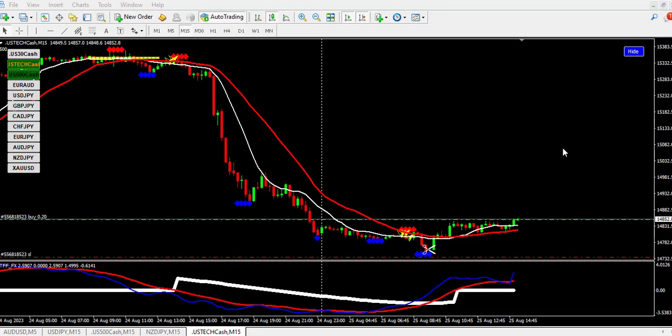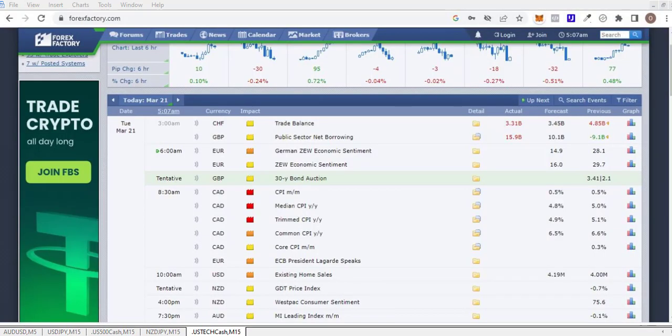This particular strategy is meant for MetaTrader 4 and not MetaTrader 5. You cannot use this on the wrong platform. Before you take any trade, make sure you check Forex Factory to be sure that you are not trading against the fundamental analysis, against the news. So it is important that you check this website or another Forex news aggregator to be sure you are trading correctly and not against the news.